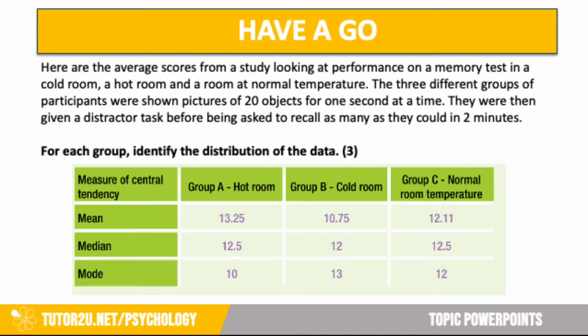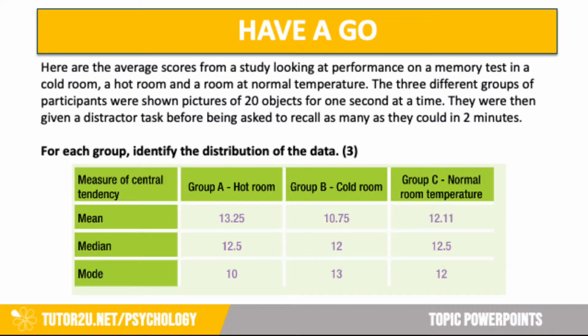Here are the average scores from a study looking at performance on a memory test in a cold room, a hot room, and a room at a normal temperature. The 3 different groups of participants were shown pictures of 20 objects for 1 second at a time. They were then given a distractor task before being asked to recall as many as they could in 2 minutes. And the question says, for each group, identify the distribution of the data, and it's 3 marks. Now, to answer this question, you need to decide for each group, A, B, and C, is it a normal distribution? Have I got a positive skew, or have I got a negative skew?